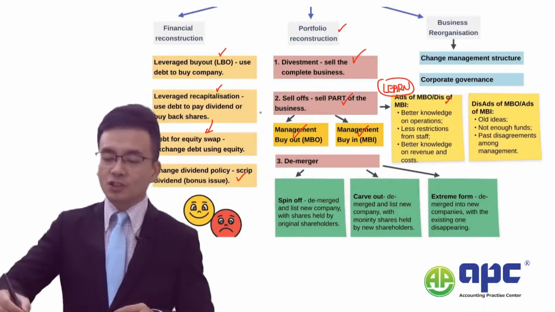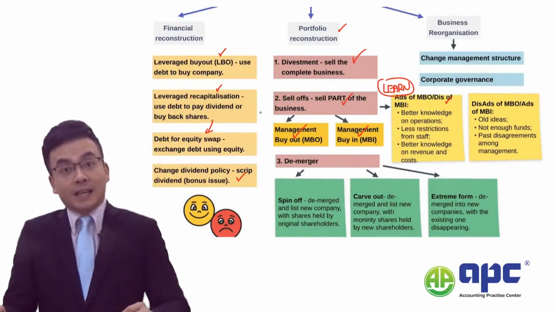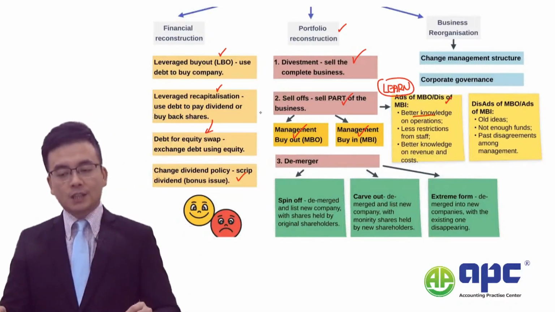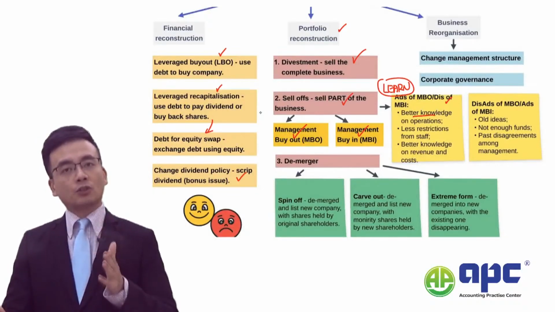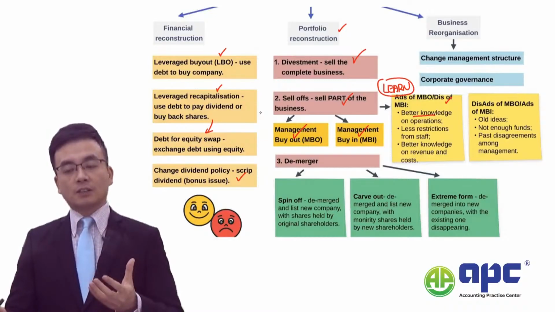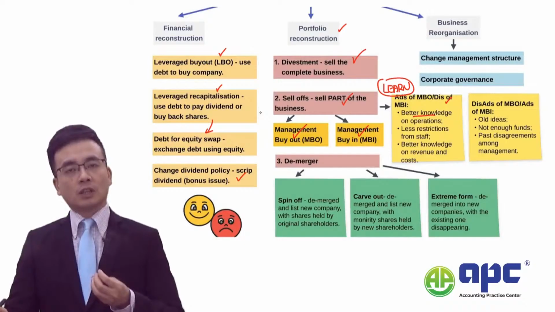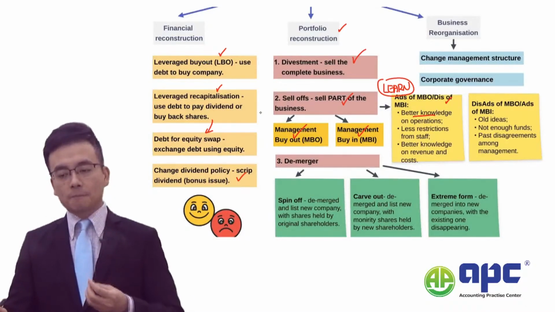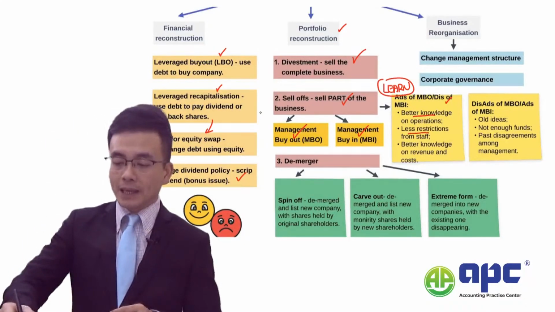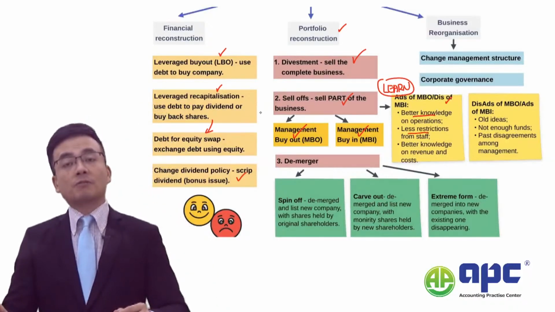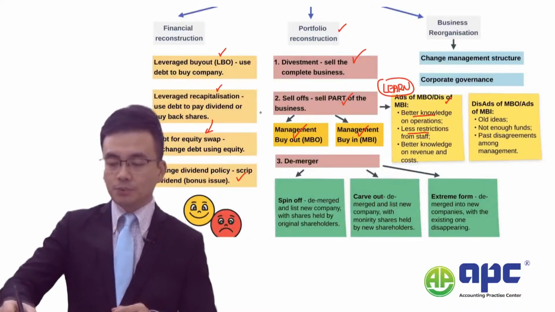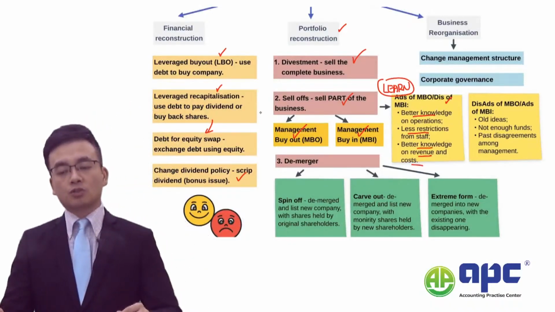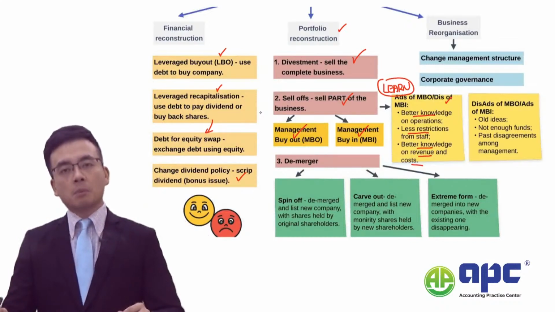So if that's the case, that tutor has better knowledge of the operations than the outside managers. So that's why the advantage of the MBO would be better knowledge. And the disadvantage of MBI is that the external tutors may not have the knowledge of how to operate this business. And sometimes there will be fewer restrictions from the staff because we are familiar with the culture. And also better knowledge on how to improve revenue and to control costs. And that would be more efficient.